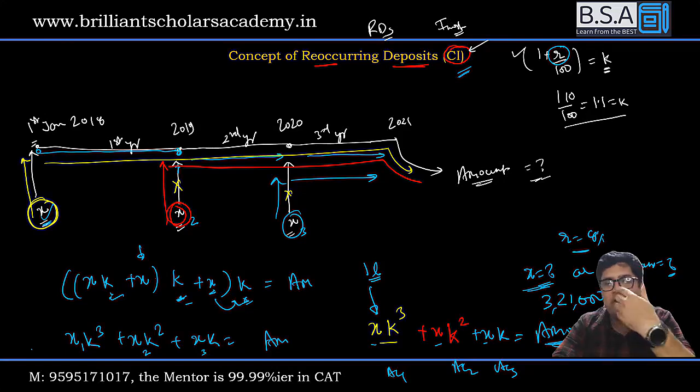If you try to convert this into monthly, you will need geometric progression. Up to three deposits, 4 deposits, I've seen questions. Rarely 5 deposits or above.